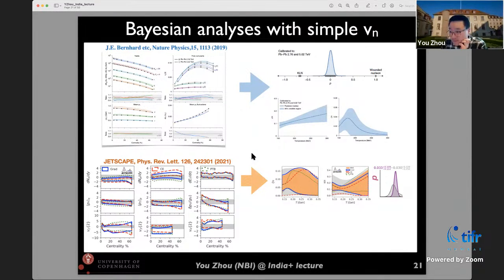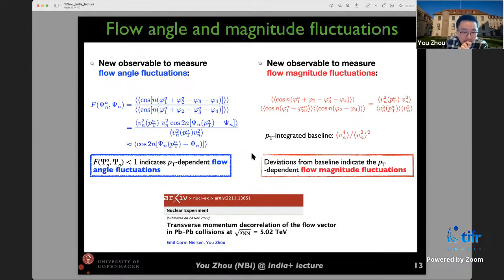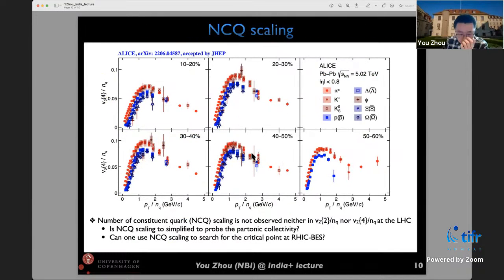Yes, sure. So you showed the breaking of NCQ scaling at LHC energy. What could be the reason for that? We do see that at RHIC the scaling holds. So why does it break at the LHC?